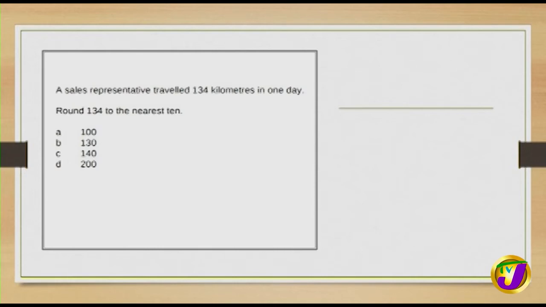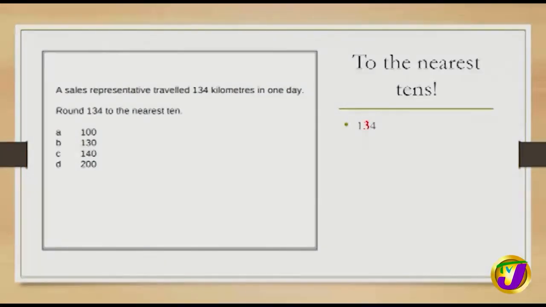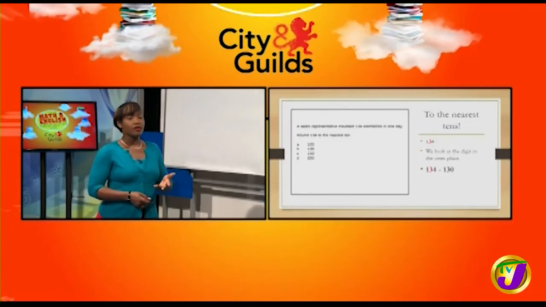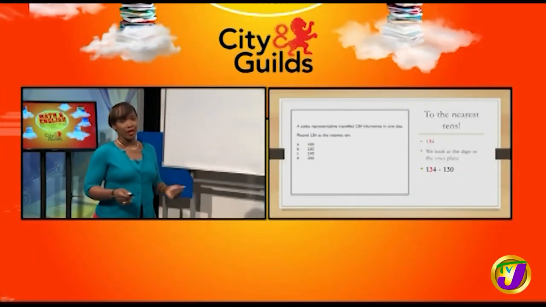All right, next question. A sales representative traveled 134 kilometers in 1 day. Round 134 to the nearest 10. Same concept, we look for the digit in the 10th place. It is a 3. What digit is to the right of 3? 4. Is it more or less than 5? It is less than 5, so we round down. So the 3 remains unchanged, and we replace the 4 with a 0. The number becomes 130. So what we're saying, 134 rounded off to the nearest tens is pretty much 130.